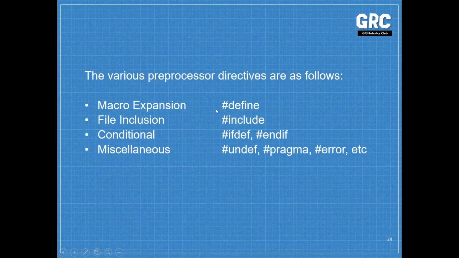There are 4 types of preprocessor directives. The macro expansion directives, that is hash define; the file inclusion directives that we have used earlier and also saw in the code, hash include; the conditional preprocessor directives like hash ifdef and hash if; and the miscellaneous preprocessor directives like hash undef, hash pragma, hash error, etc.